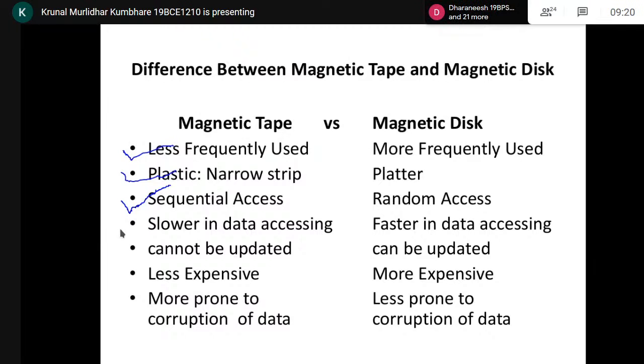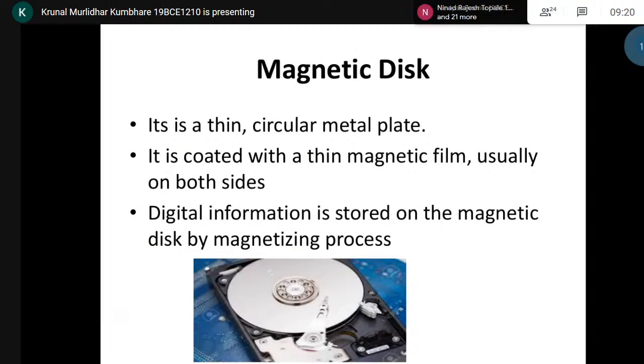Since magnetic tape provides sequential access, it's slower in data accessing, and magnetic disk is faster because it provides random access. In magnetic tape, data cannot be updated, but in magnetic disk, data can be updated. Magnetic tape is less expensive, but magnetic disk is more expensive. The last disadvantage of magnetic tape is that it is more prone to corruption of data, but magnetic disk is less prone to corruption of data. Now, my friend will be describing the construction part.